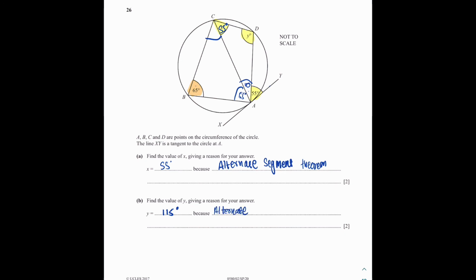Reason: alternate segment theorem states that angle CAY equals 65 degrees, and therefore 180 degrees minus 55 plus 10 is equal to 115 degrees. That should work as an answer. I don't see it in the mark scheme, but I'm pretty sure that would work as an answer.